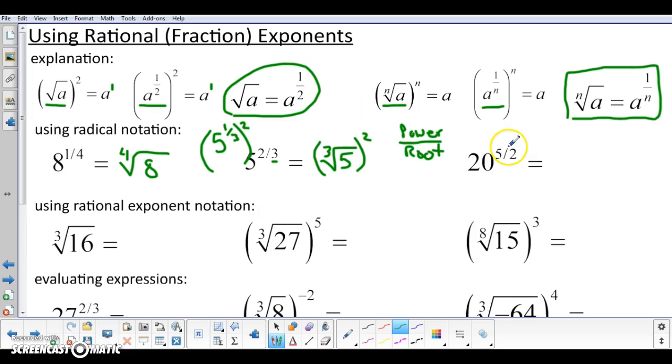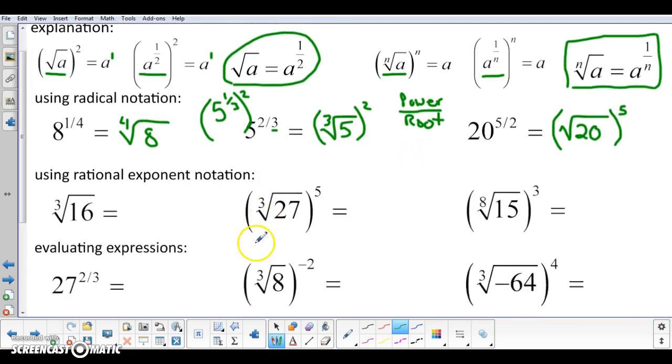So when I have 20 to the 5/2 power, well, 2 is the root, so I have the square root of 20. And then that's raised to the 5th power from there. So square root of 20 to the 5th. Now, using rational exponent notation, sometimes we'll practice going the other way.